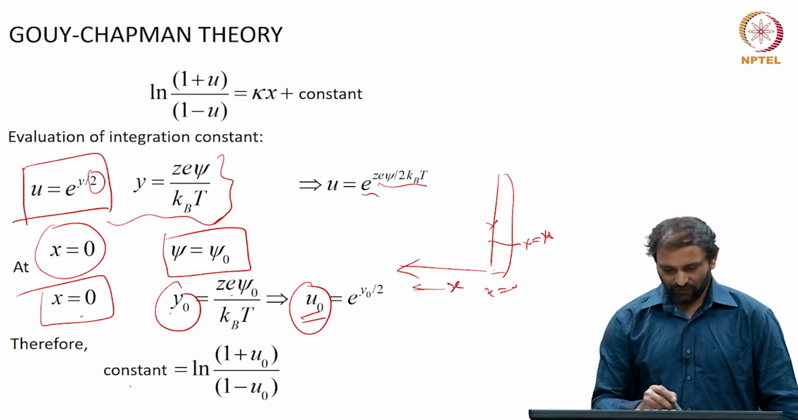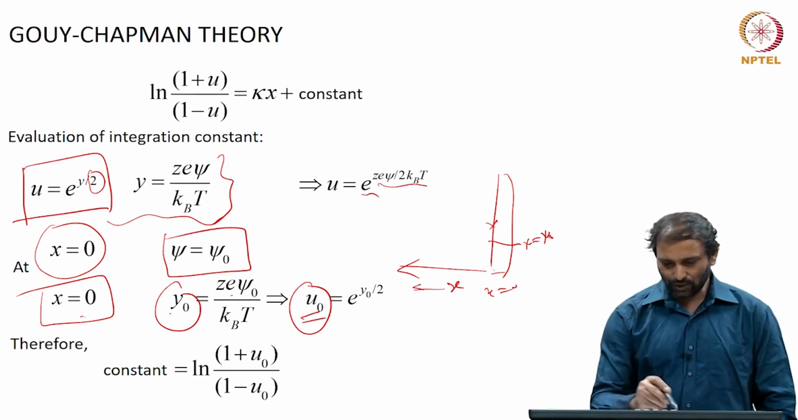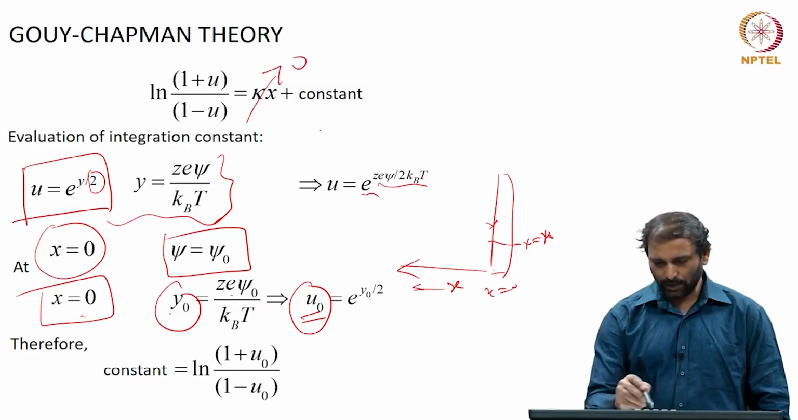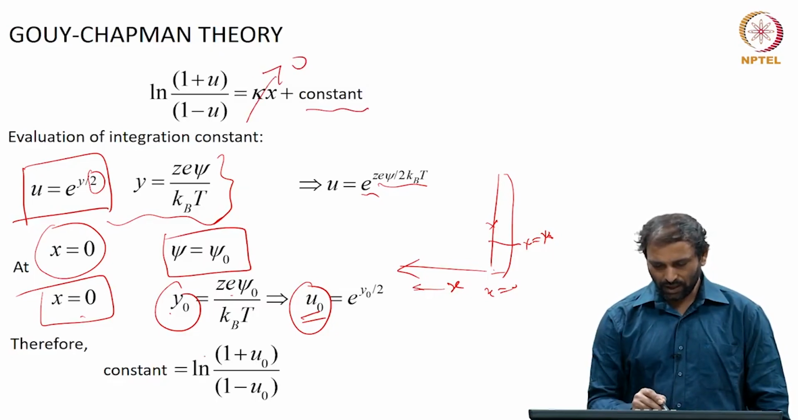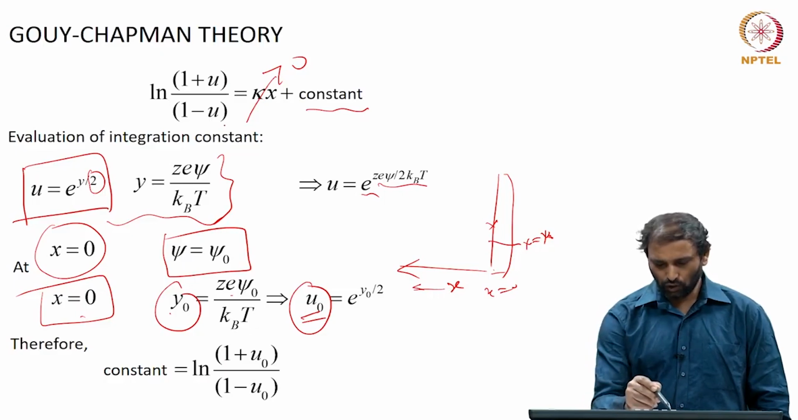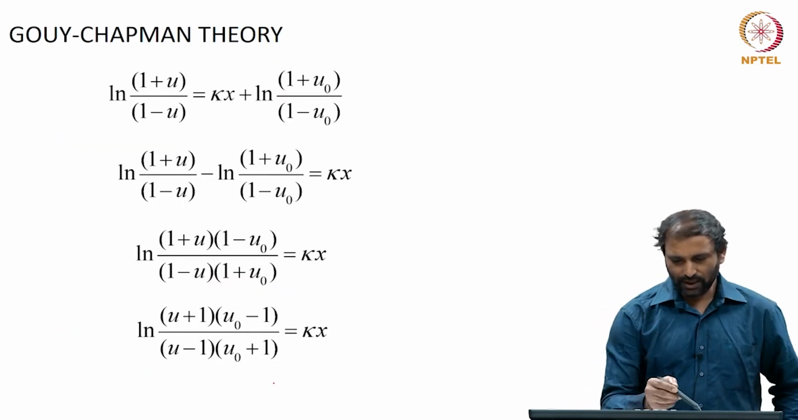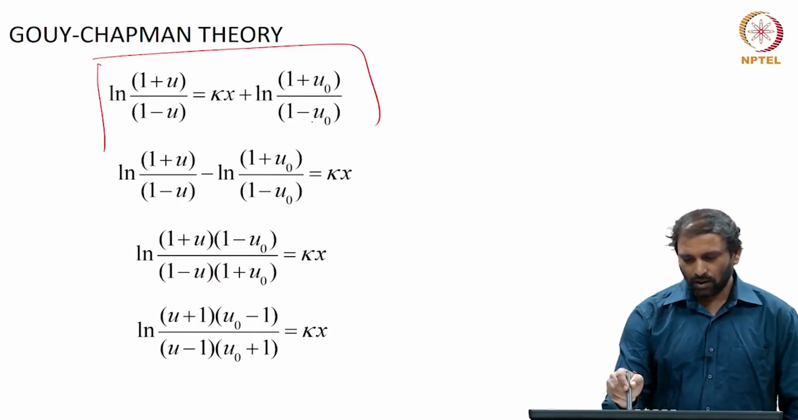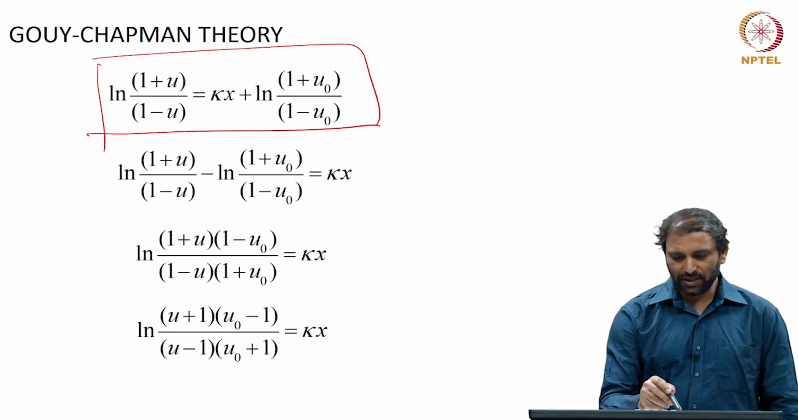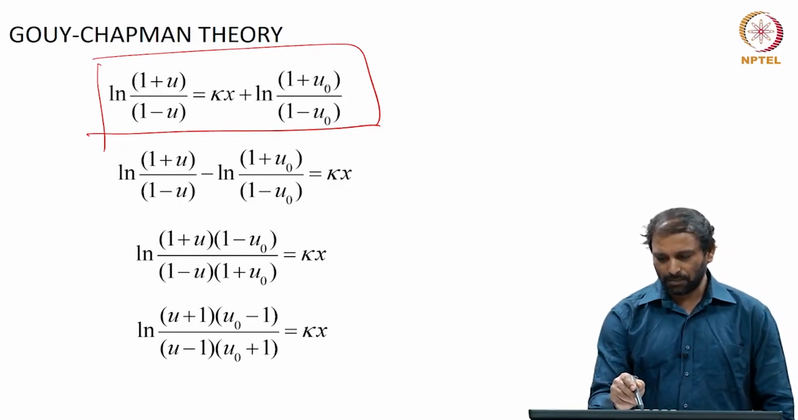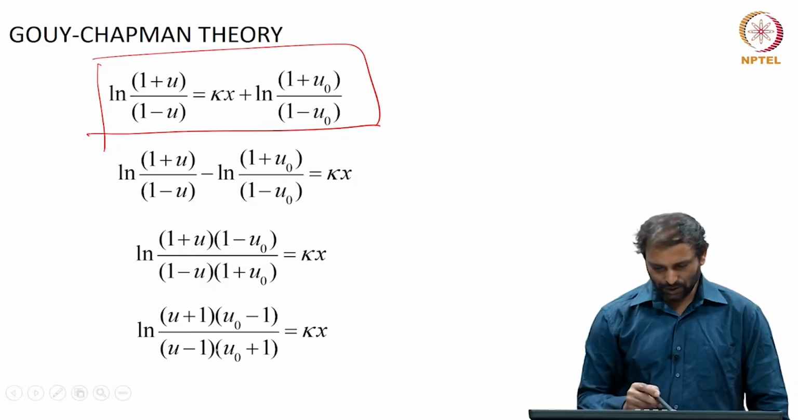So, if I substitute for x is equal to 0, this term goes away, and what I end up with is the constant is equal to ln of (1 plus u naught) divided by (1 minus u naught). Therefore, we end up with ln of (1 plus u) divided by (1 minus u) is equal to kappa x plus ln of (1 plus u naught) divided by (1 minus u naught).